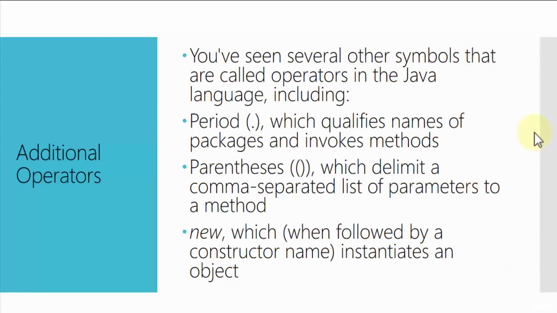Additional operators that we worked with include several other symbols that are called operators in Java, including a dot or a period, which qualifies names of packages and invokes methods. In fact, in this lesson, when we worked with strings, remember when we placed a dot, the Eclipse editor automatically brought up a list of various methods. So the dot acts as a mechanism to invoke methods. The parentheses simply delimit a comma-separated list of parameters to a method. And then new, when followed by a constructor name, instantiates an object. We've worked with these additional operators throughout this course.